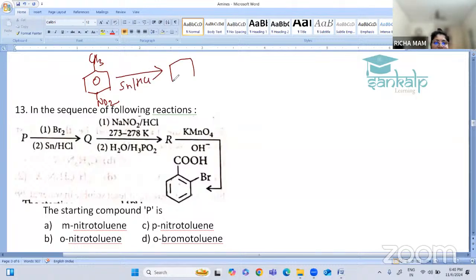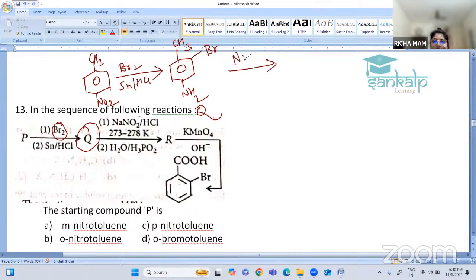if we treat it with tin HCl, we are going to get NH2, because it is getting reduced, and this is CH3. What is there? Br2. So, bromination. With respect to your methyl group, you are going to get an ortho substituted product. So your Q will be this. Further, what am I doing? Further, it is treated with NaNO2 in the presence of HCl at 0 to 5 degrees Celsius. This is the first, followed by H2O in the presence of H3PO2.